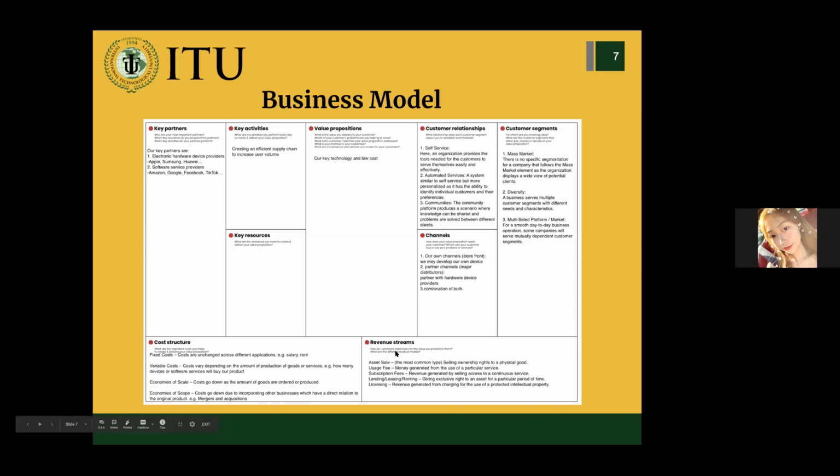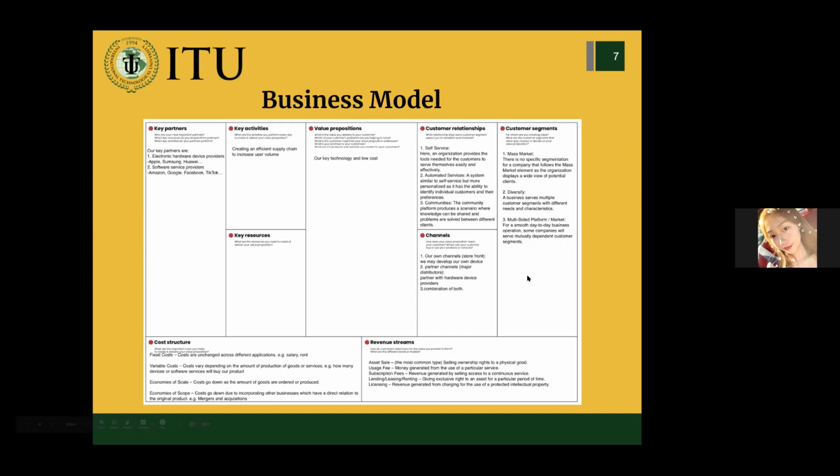At the last of my part, I will talk about our business model. I use the business model canvas and draw a picture to show our business model. First, we can see who our key partners are. I list electronic hardware device providers like Apple, Samsung, Huawei, and also software service providers including Amazon, Google, Facebook, TikTok. All of them could be our key partners. As for the key activities, we will create an efficient supply chain to increase user volume, which is closely related to our key partners.